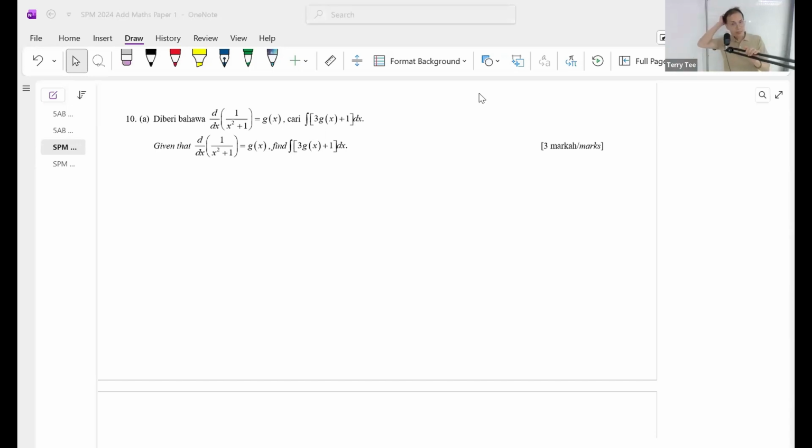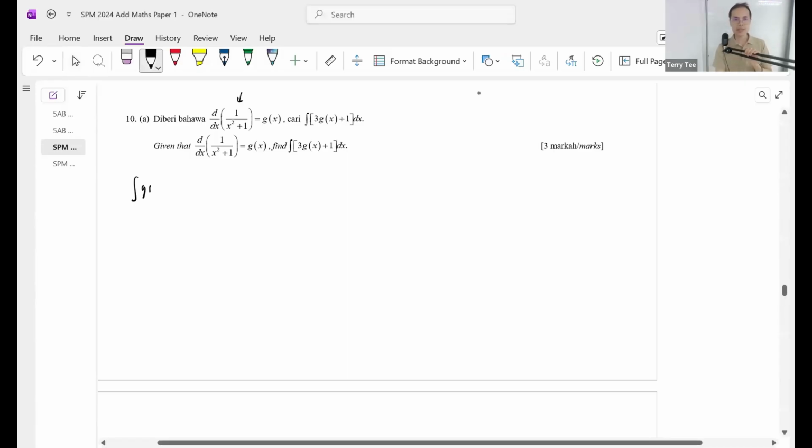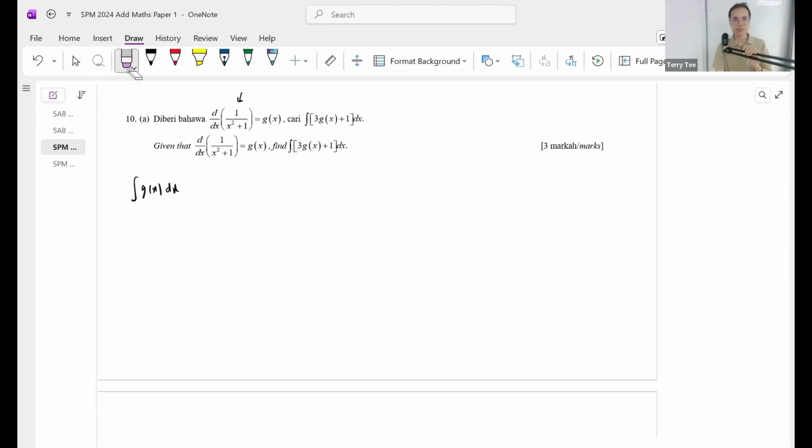Okay, question number 10. This is from Form 5, Chapter 3, integration. When you differentiate this function, you get g(x). If you integrate g(x), you get back the original function. What is your original function here? 1 over x squared plus 1 plus c. But there's a 3 in front here, so you need to multiply everybody by 3.